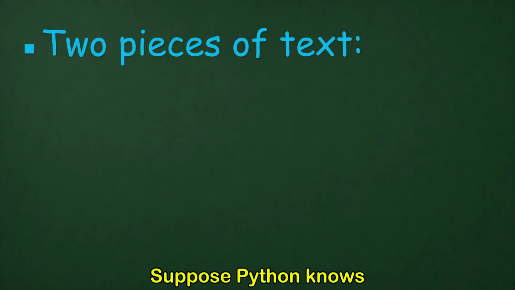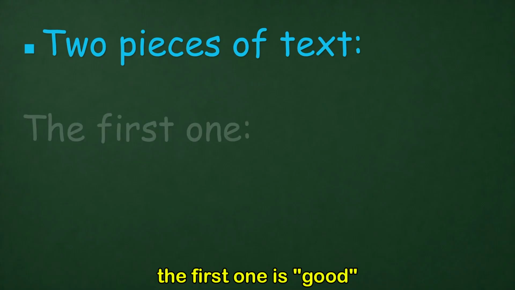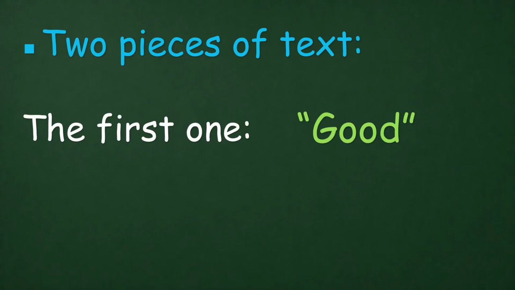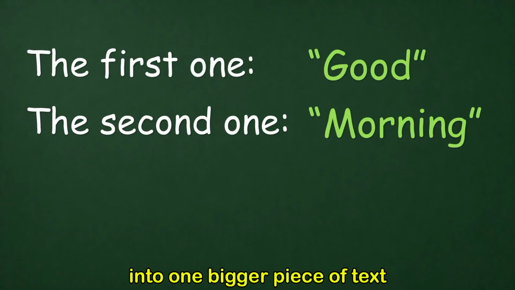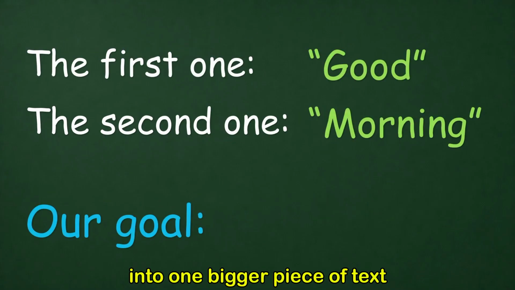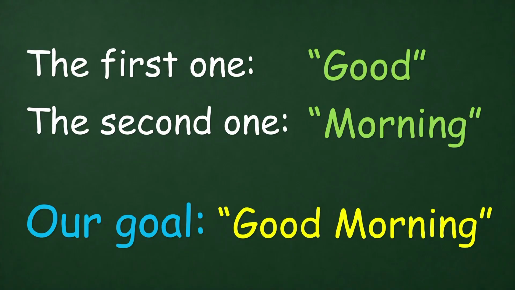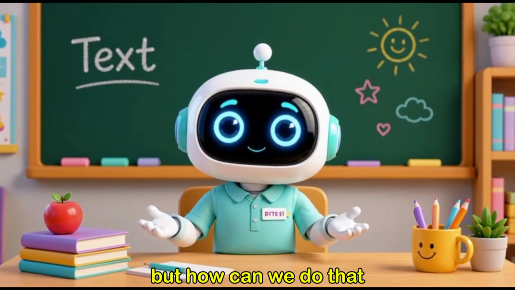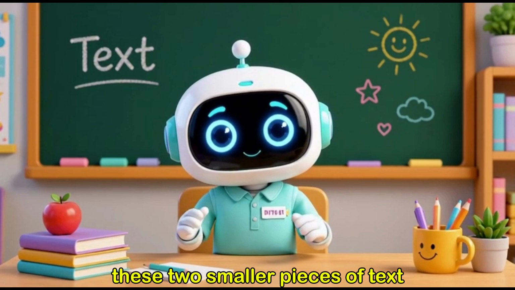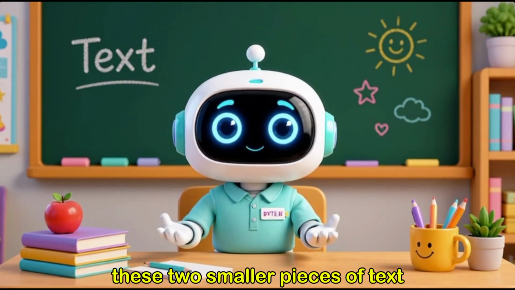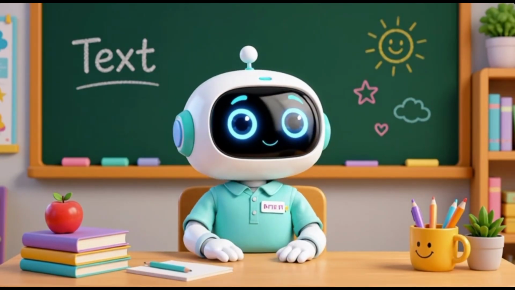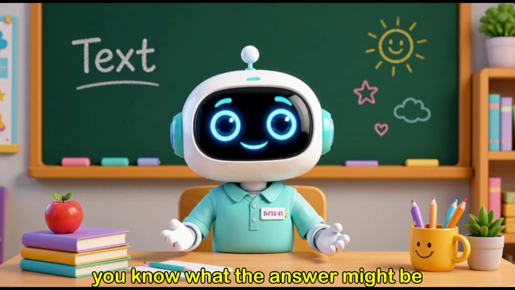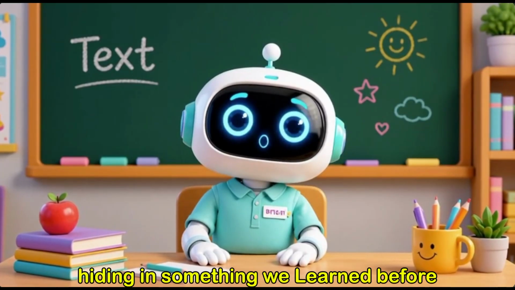Suppose Python knows these two pieces of text. The first one is good, and the second one is morning. Our goal is to turn them into one bigger piece of text. Good morning. But how can we do that? How can Python combine these two smaller pieces of text into one bigger piece of text? You know what? The answer might be hiding in something we learned before.